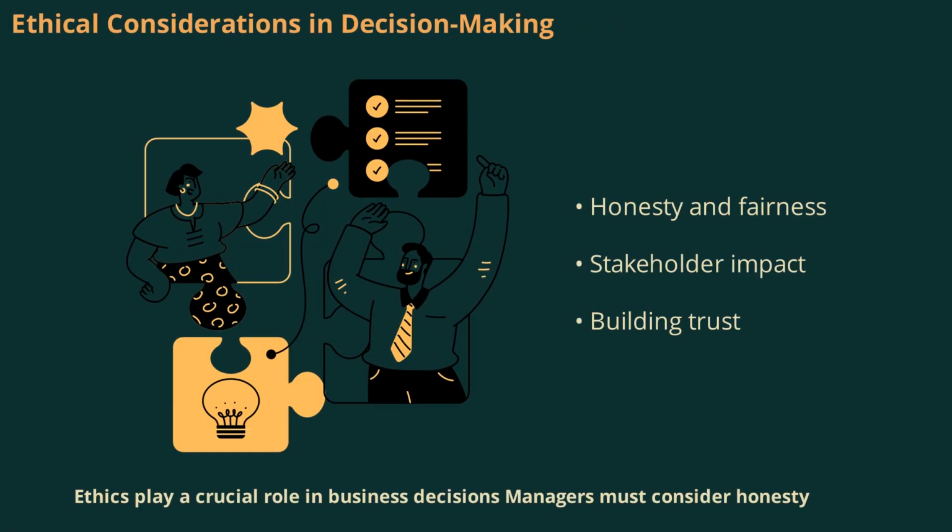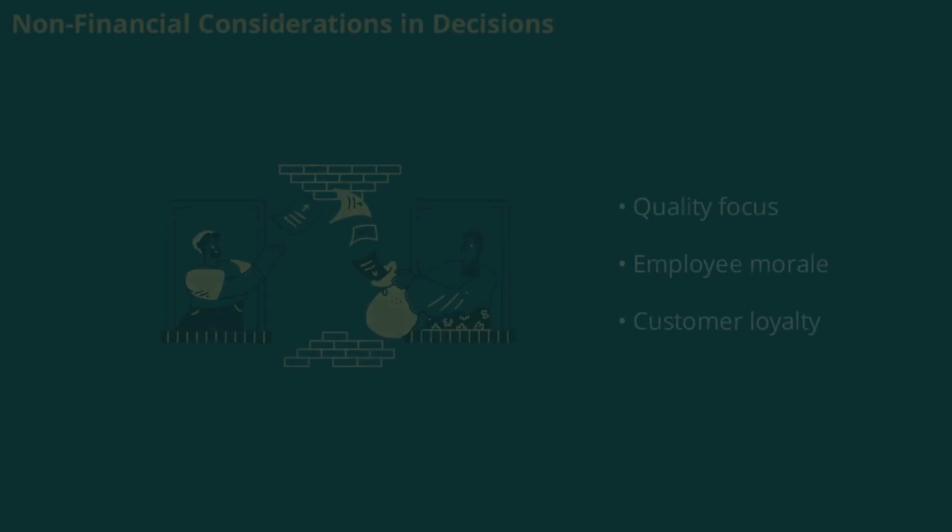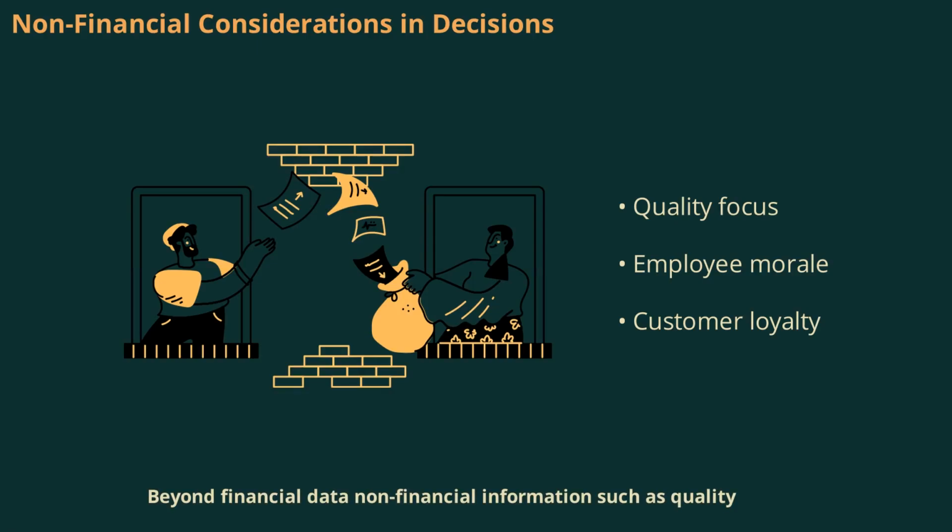Ethics play a crucial role in business decisions. Managers must consider honesty, fairness, and the impact of their choices on all stakeholders. Ethical decision-making involves evaluating consequences, fulfilling obligations, and ensuring fairness. Companies with strong ethical cultures build trust and loyalty among customers and employees, leading to long-term commercial success and a positive reputation. Beyond financial data, non-financial information such as quality, employee satisfaction, customer loyalty, and corporate social responsibility are increasingly important. These factors ensure long-term sustainability and profitability.